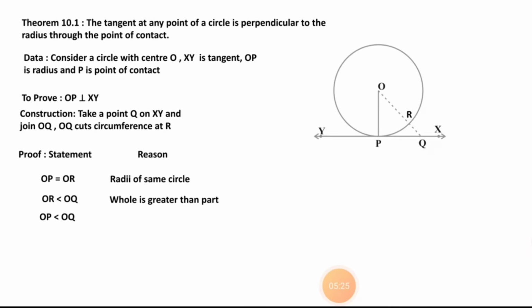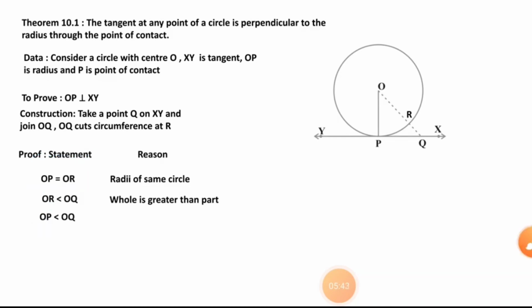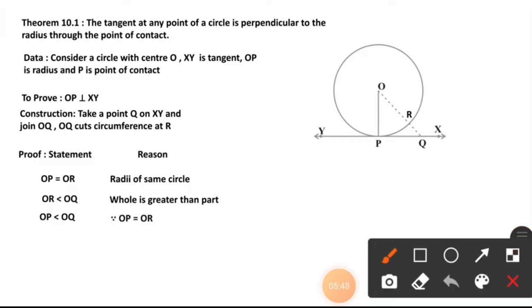Then at last, in the second step we have written that OR is less than OQ. Here we know that OR is also equal to OP. In place of OR I am replacing it by OP. So directly I am going to write that OP is less than OQ, because we have mentioned that OP is equal to OR. So in place of OR we have written OP. Now it comes that OP is less than OQ.